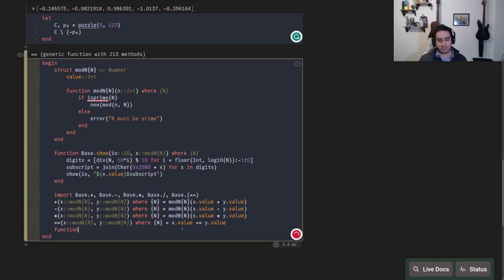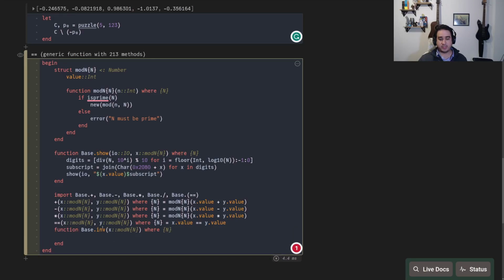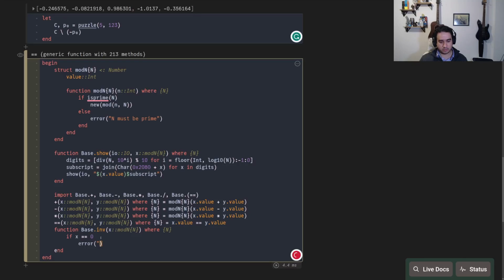The only thing missing is the division, but to do that, we're going to first do the inverse. So the inverse of a mod n number, where n. The inverse is essentially finding which number between 0 and n minus 1, when I multiply it by x, is going to return a 1 for me. So I can just check if x is 0, and in this case I'm going to raise an error. Oh, 0 has no inverse.